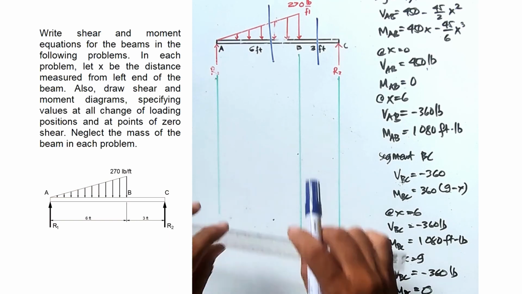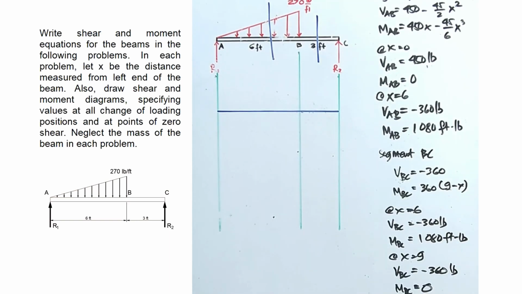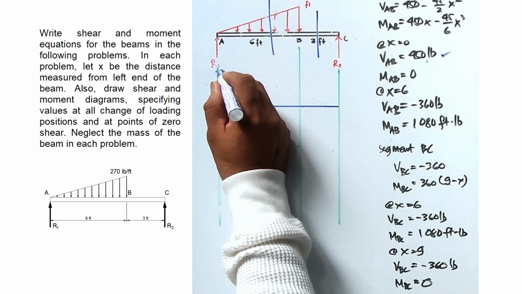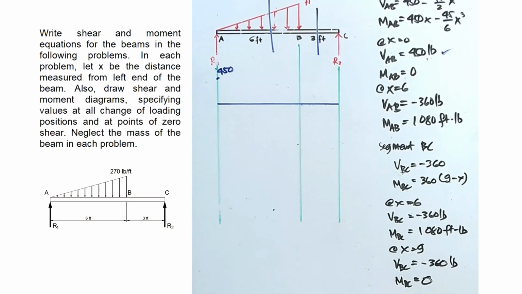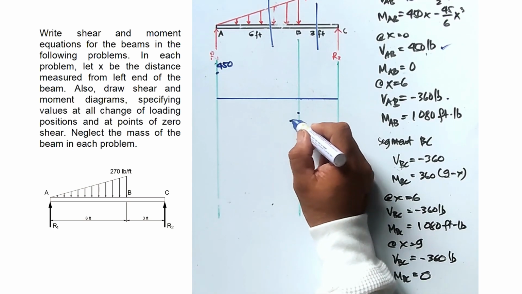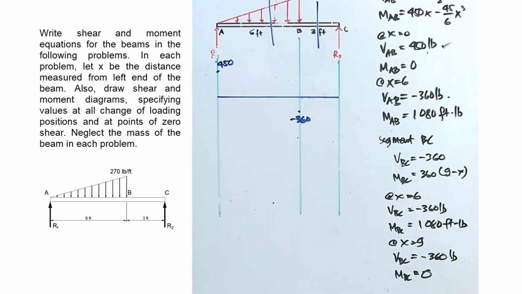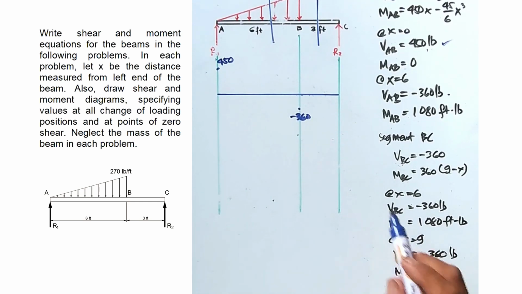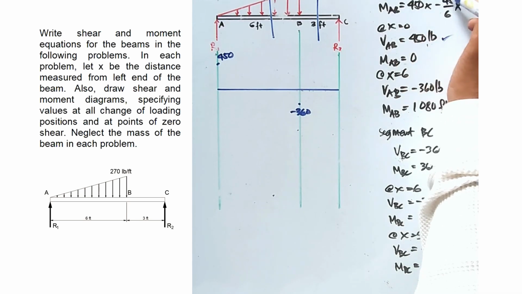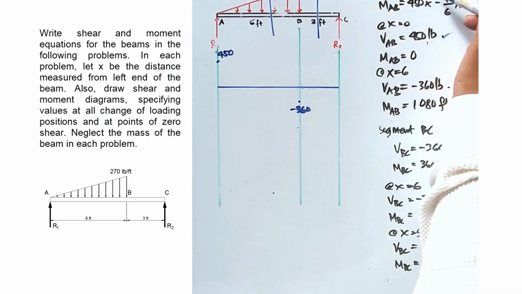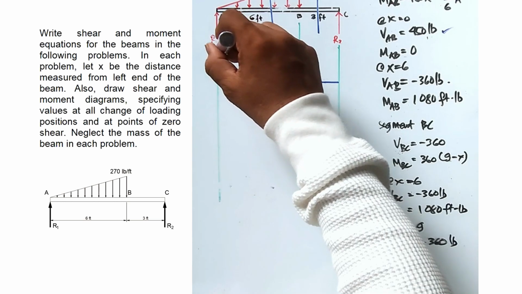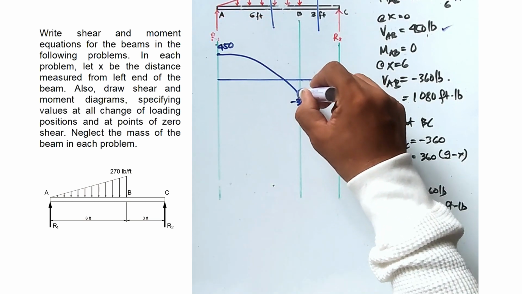Okay, so let's start with the shear. At x equals 0, shear is 450. At x equals 6, shear is negative 360. So how are we going to connect these 2 points? Let's look at the shear equation. The shear equation is a second degree function, and we have a negative sign here, meaning it's a parabola that opens downward. So to connect this, we'll just draw a parabola that opens downward like this.